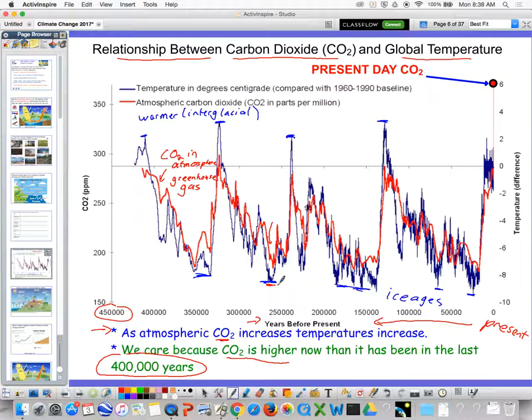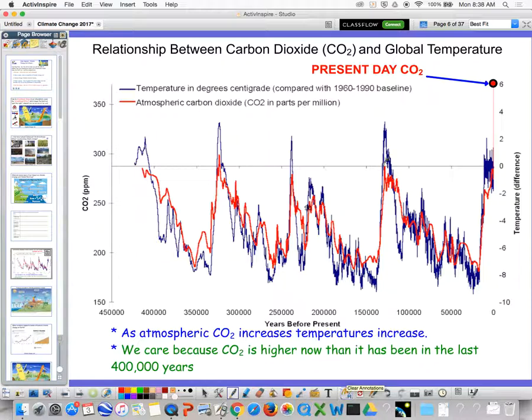What's concerning is that present-day carbon dioxide is at this point right here. The red line is hard to see, but it goes all the way up to here. So that's where we are today. And I'm going to show you the previous high points. The previous high points in carbon dioxide, there's one right here. There's the CO2 high point. Here.